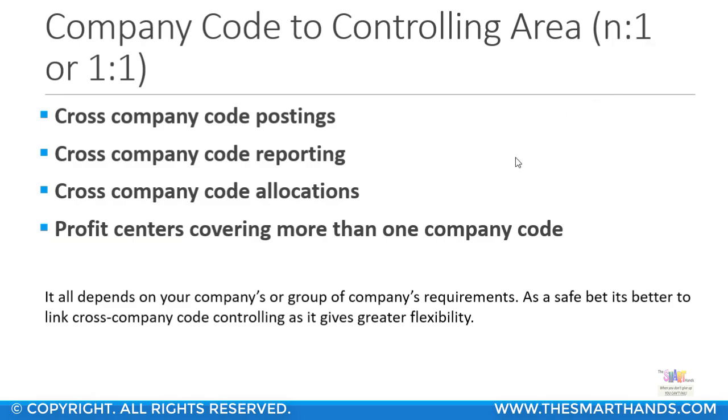Also, if your organization has some of these scenarios, then it's also best to use the many to one configuration, which is multiple company codes linking to one controlling area. For example, if you foresee cross-company code postings, cross-company code reporting, or cross-company code allocations, where you're going to transfer some cost from one company code to another, which is similar to a posting as well. And if you have profit centers covering more than one company code, for example, three company codes reporting to the same profit center, then you will also need this option where you link multiple company codes to one controlling area.